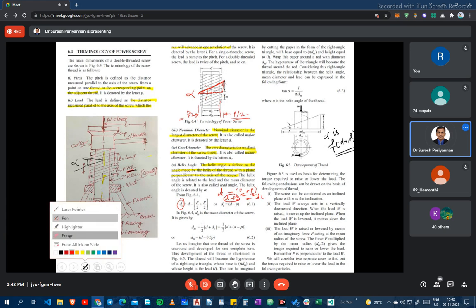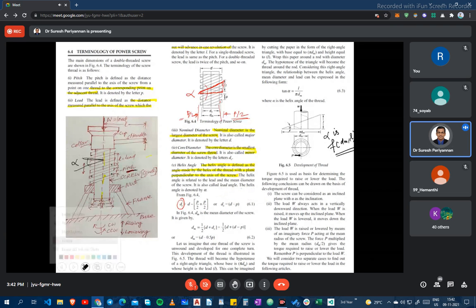I erase this. We have already given it clearly: D minus P is nothing but our core diameter. Now, what is the mean diameter? Major diameter plus core diameter divided by 2 is our mean diameter. The mean diameter can be written in terms of major diameter as D plus D minus P, and D minus P is our DC. I need the mean diameter to find my helix angle.